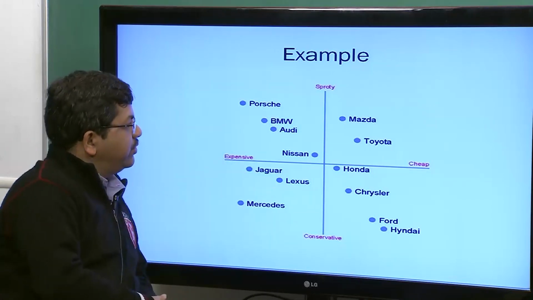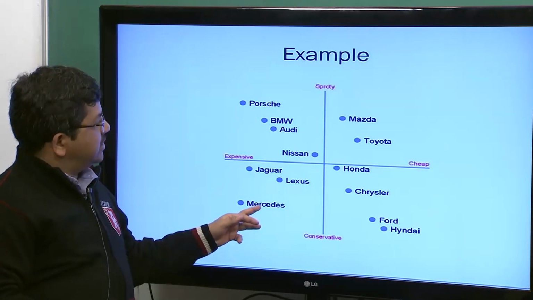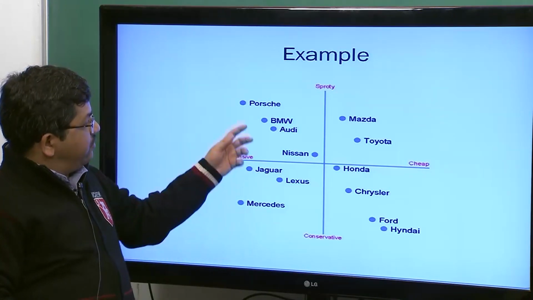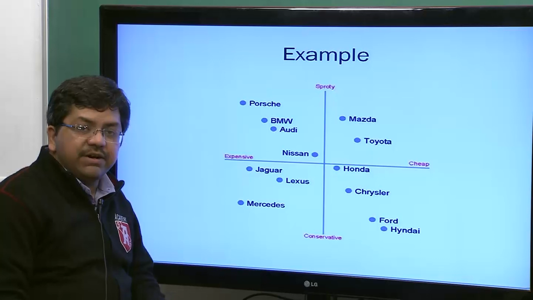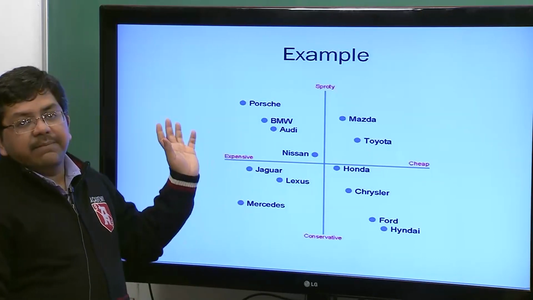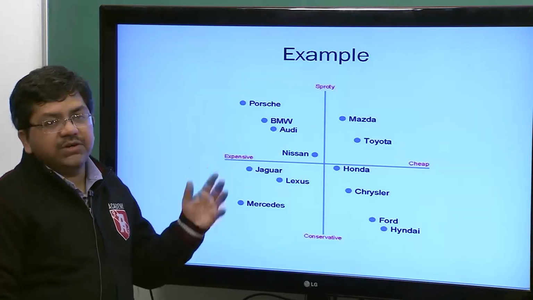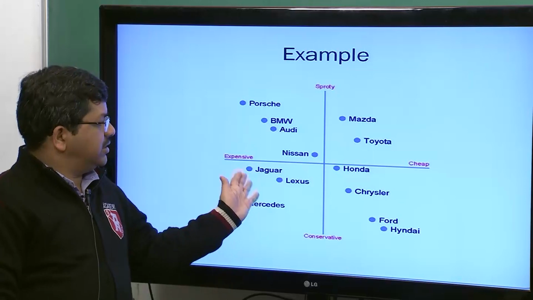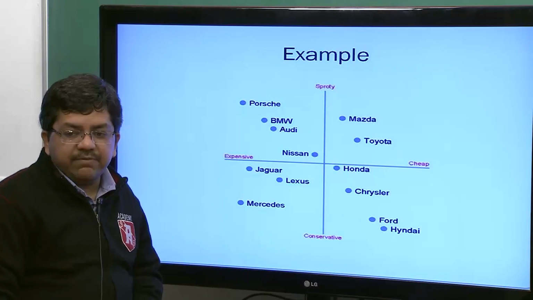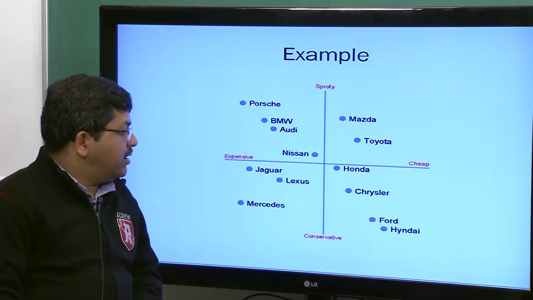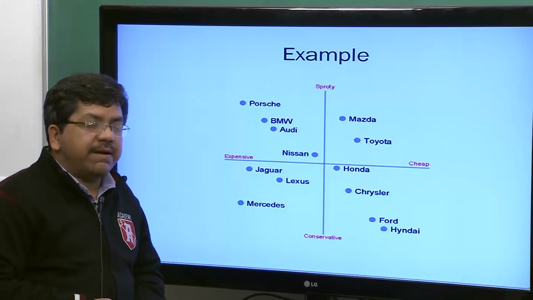Here the different brands can be put on a two dimensional space, and you see that the two dimensions are basically that one corresponds to sporty and conservative, the two extremes being sporty and conservative type, and the other is based on the price of the car, that is expensive versus cheap. So this is a possible type of perceptual map of the different brands available in the market. This is imaginary data based on which this perceptual map has been created.